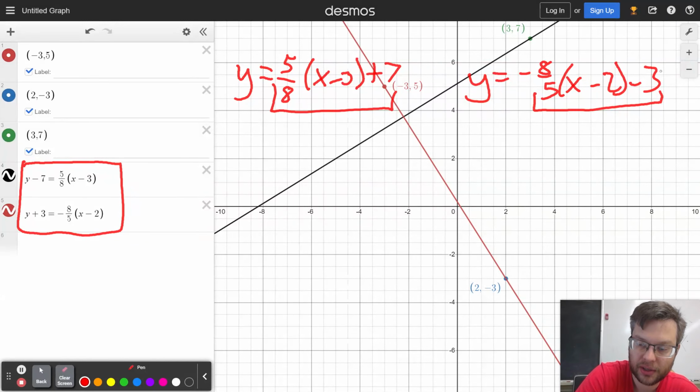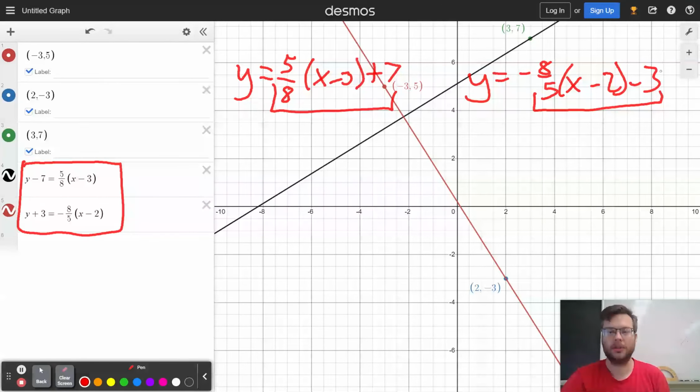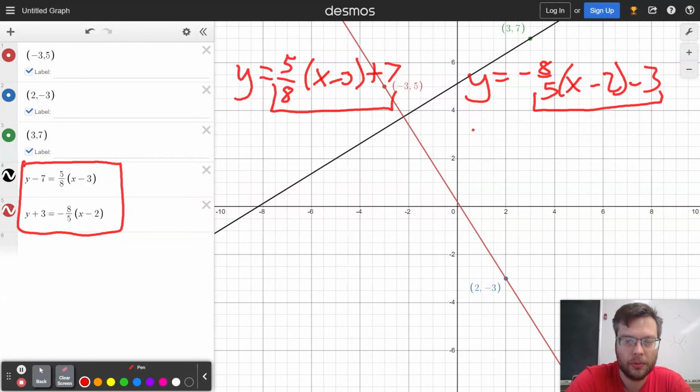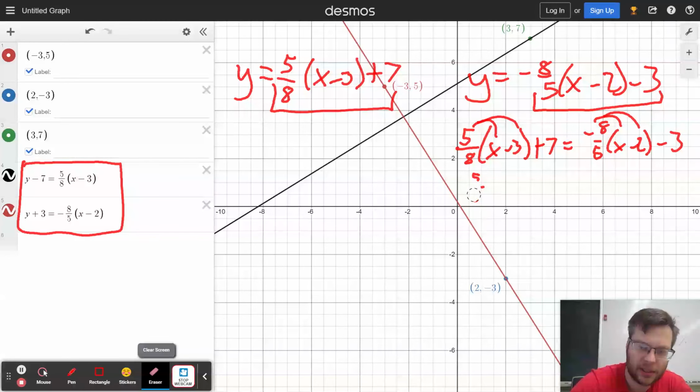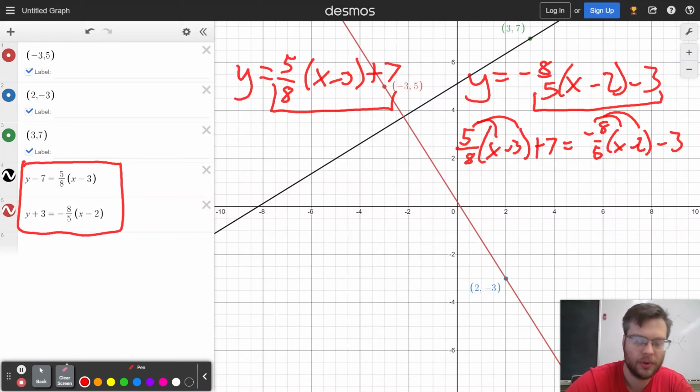All right, the numbers are going to get a little nasty because of the fractions, but the process is what's important. So don't get hung up on what the numbers are. I'll just use a calculator, get my decimals, go through it. So here's what we're working on: 5/8 x minus 3 plus 7, negative 8/5 x minus 2 minus 3. Let's distribute on both of those. 5/8. I think I'll go to decimals at this point, just because I think a lot of you are more comfortable with decimals. So 5/8 is 0.625.